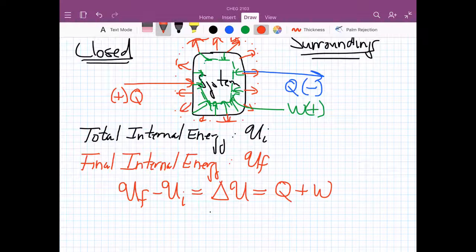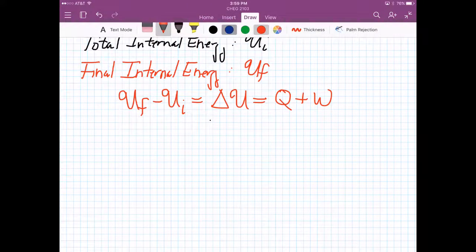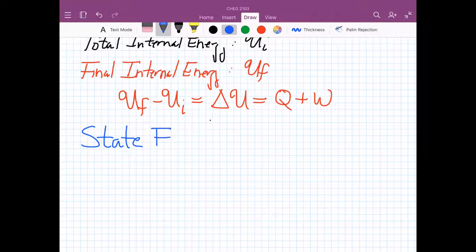So this is important, because we see that I could manipulate this system in a variety of different ways, but it could end up looking the same as it did at the beginning, in which case the overall change in internal energy could be zero, but I still would have added or subtracted a great deal of energy in the form of heat or work. So that brings us to a discussion of two things. One is the state function, of which internal energy, or delta U, is one.